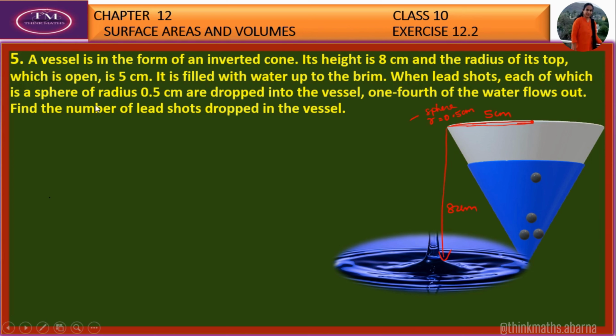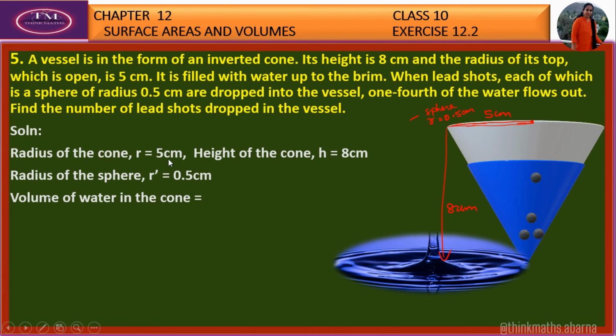What do we have to find out? Find the number of lead shots dropped in the vessel. When 1/4 of the water flows out, we have to find out how many lead shots should be dropped inside the cone so that 1/4 of the water is flowing out. So now let us start the solution. First let us write what data are given. Here the radius of the cone is 5 centimeter. Height of the cone is 8 centimeter. There are two radii, of the cone and of the sphere.